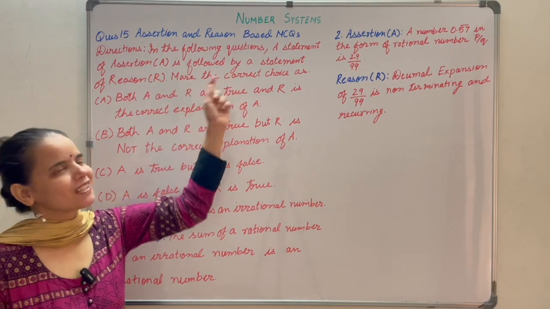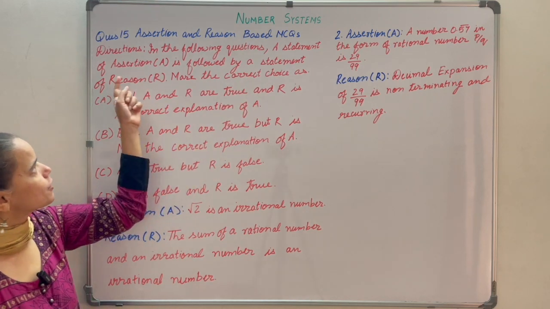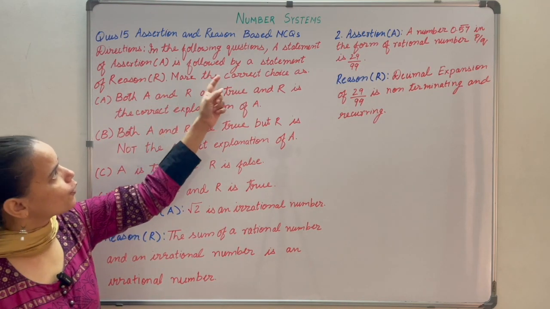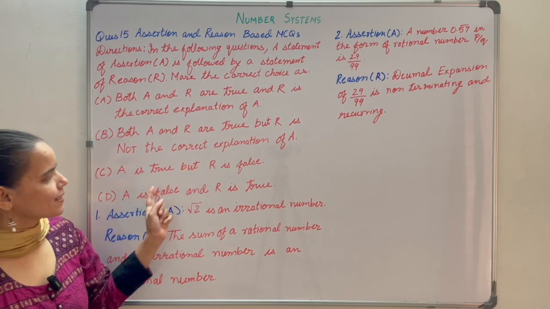Let us now do question number 15. Assertion and reason based MCQs. Directions. In the following questions, a statement of assertion A is followed by a statement of reason R. Mark the correct choice as.